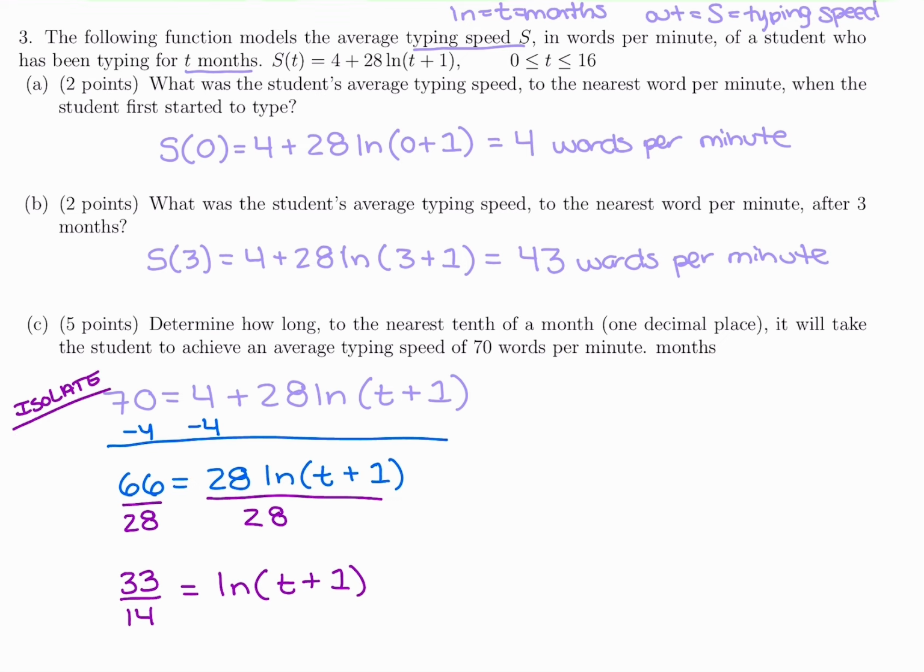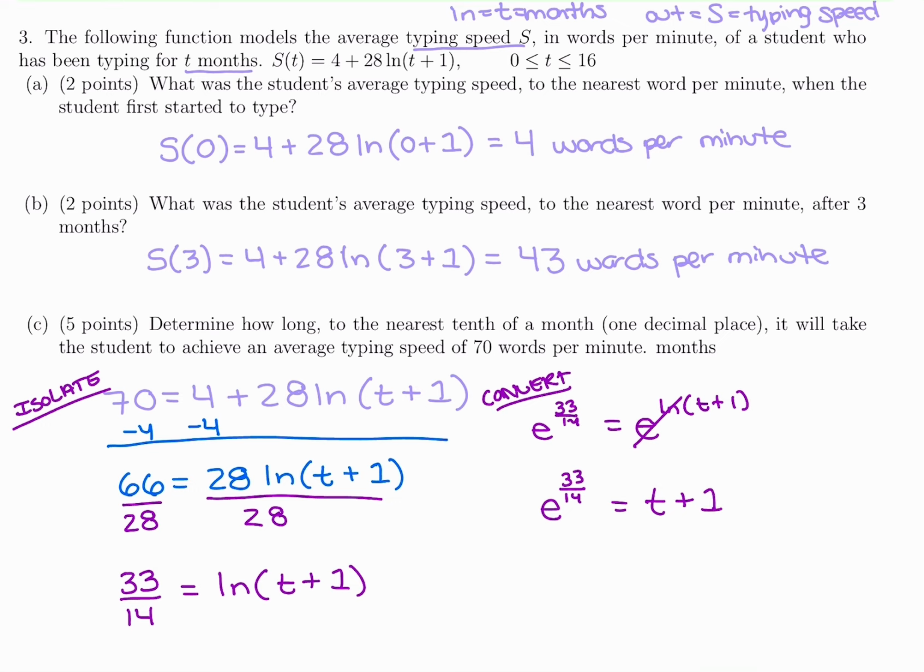Next step is going to be to convert. I'm going to convert to whatever the base is here. So it's ln, which means it's base e. I'm going to do e to the 33 over 14 equals e raised to the ln of t plus 1. E and ln are inverses, so they cancel each other out there. So we have e raised to the 33 over 14 equals t plus 1.